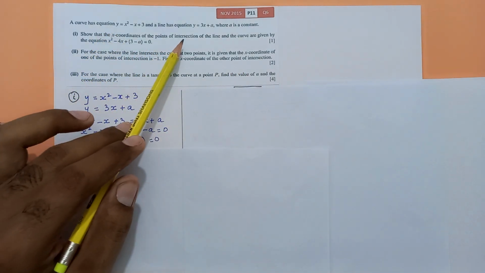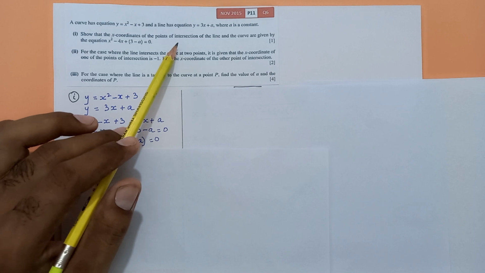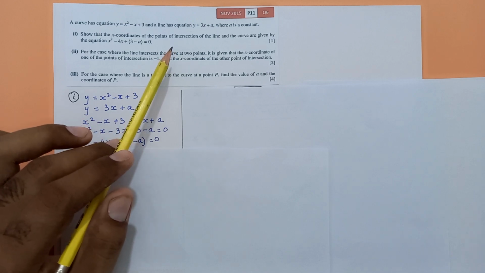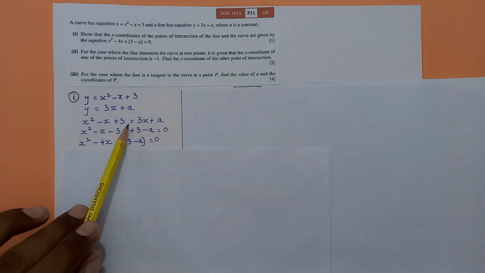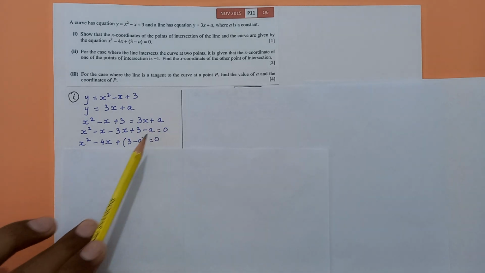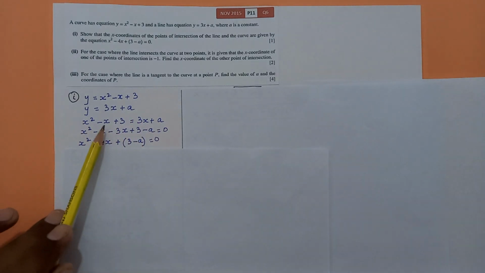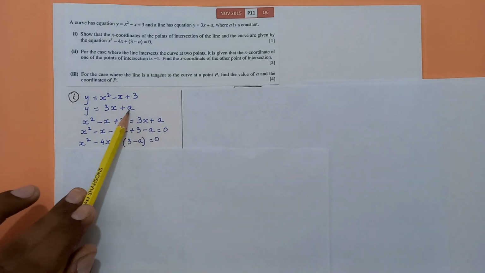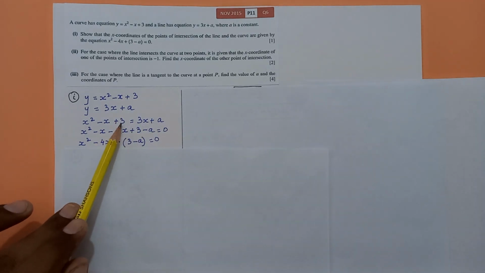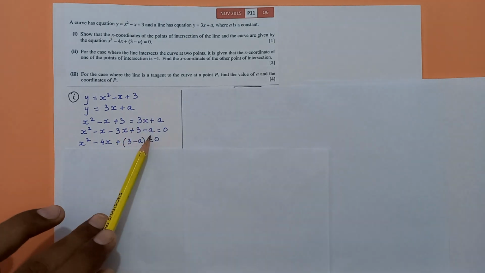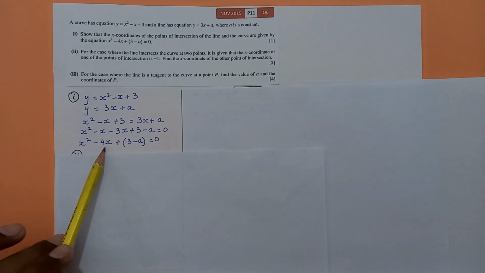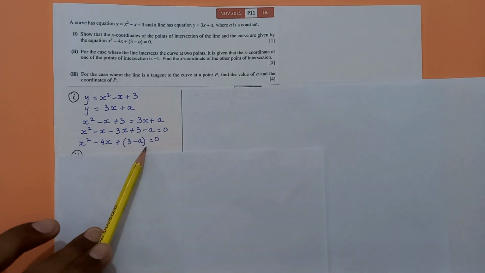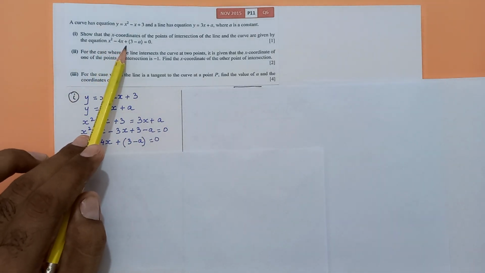So basically they are talking about the point of intersection, that means a common point, and for the common point we simply make the equation of the curve equal to the equation of the line. We have done that over here, and after that just rearrange them: x squared minus x, move the 3x to make it negative 3x, 3 stays positive, and this a comes over with a negative sign. Finally simplifying, this becomes x squared minus 4x, and the constant is 3 minus a inside the bracket, as per the first part of the question.